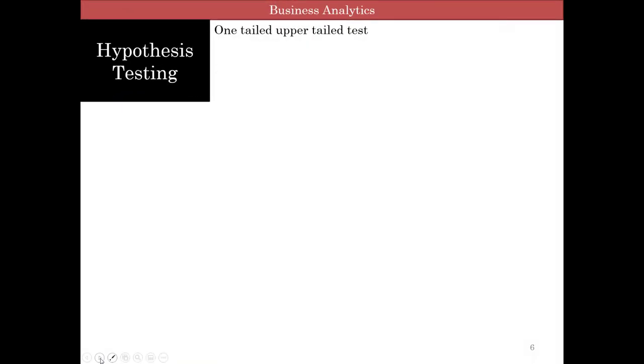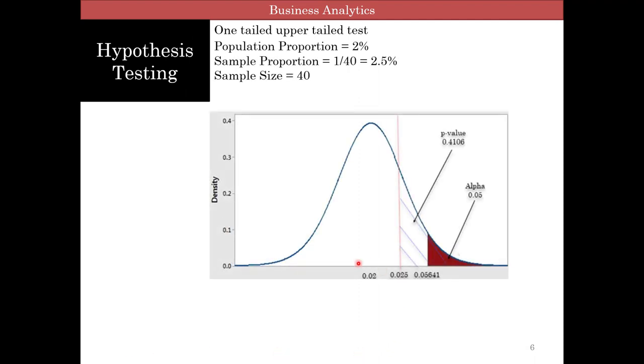So let's look at it visually, a one-tailed upper-tailed test. This is 2% right at the center. All binomial, when you start sampling, these sample proportions all become normally distributed. Your sample value is right here, 2.5%, and your alpha of 5% is right here. Now, your p-value, which is this whole blue area, is 41.06%, and your upper critical value is 5.64%, which is right here. So you can see this as a visual example.